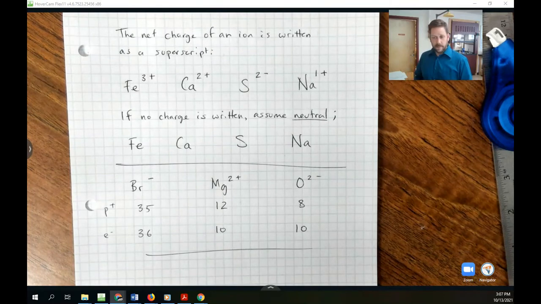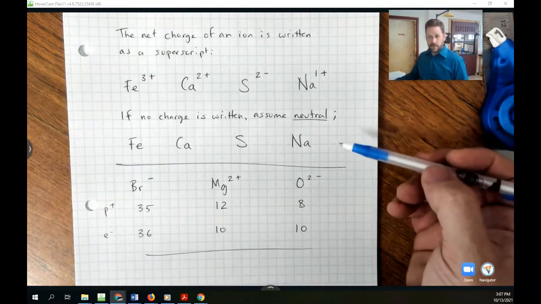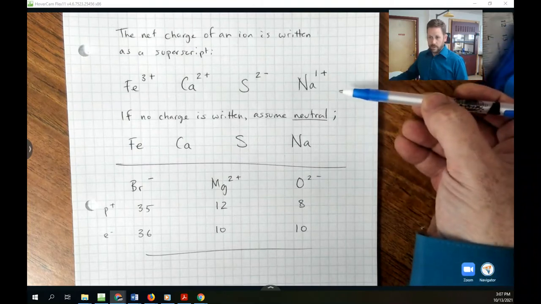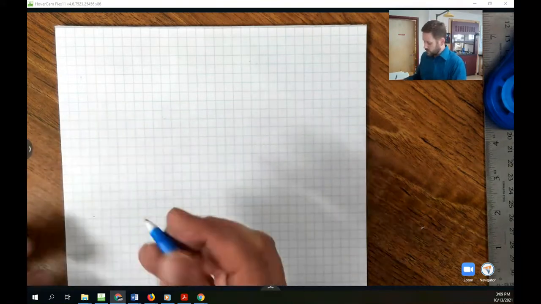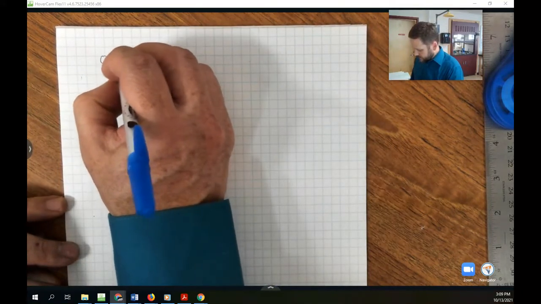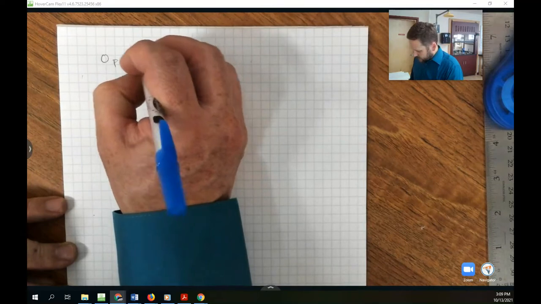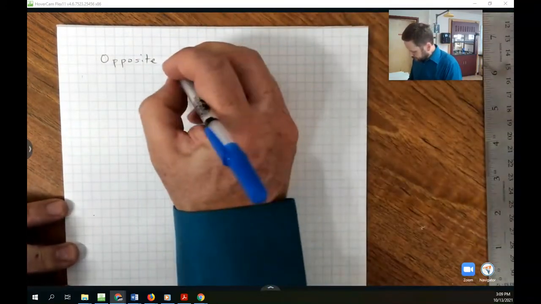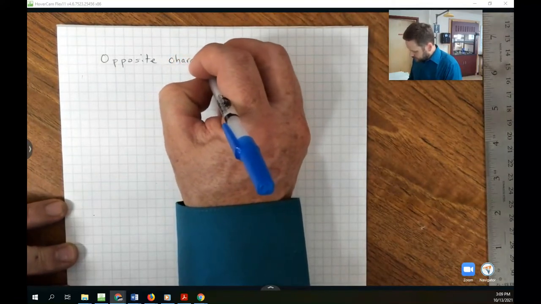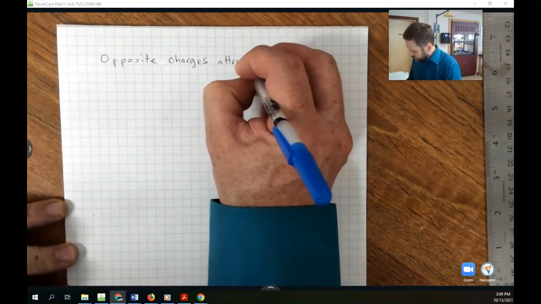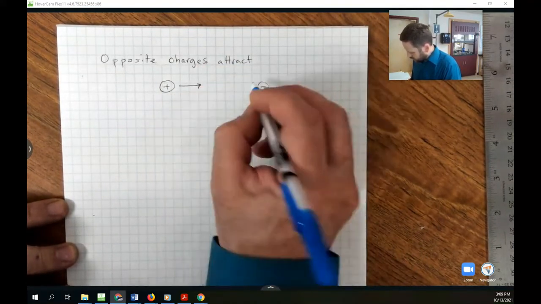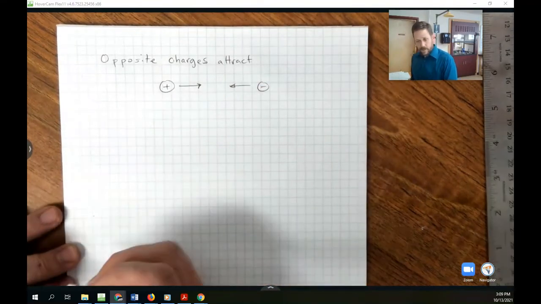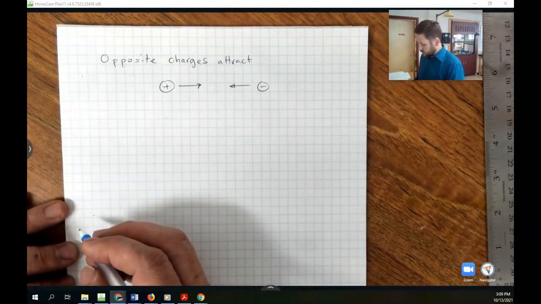How many protons, how many electrons can always be determined when you're given the symbol of an atom or of an ion. So the last concept that I want to include in these notes is one you may have heard before. Opposites attract and like charges repel. So I'm going to write opposite charges attract, and I'll draw just a simple picture here of a positive charge and a negative charge and show that they're attracting each other. There's going to be attractive force between oppositely charged particles.